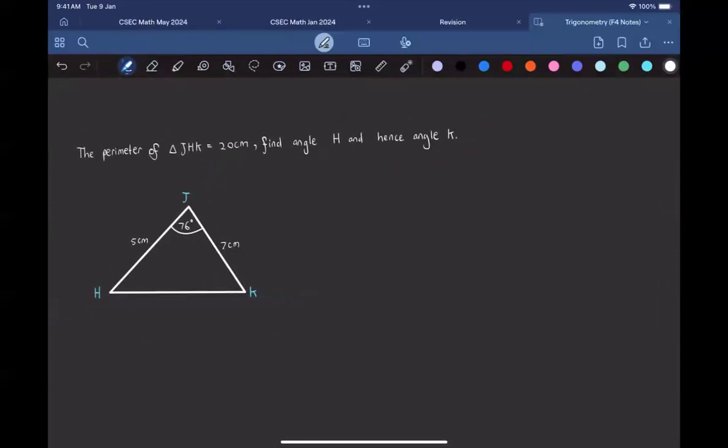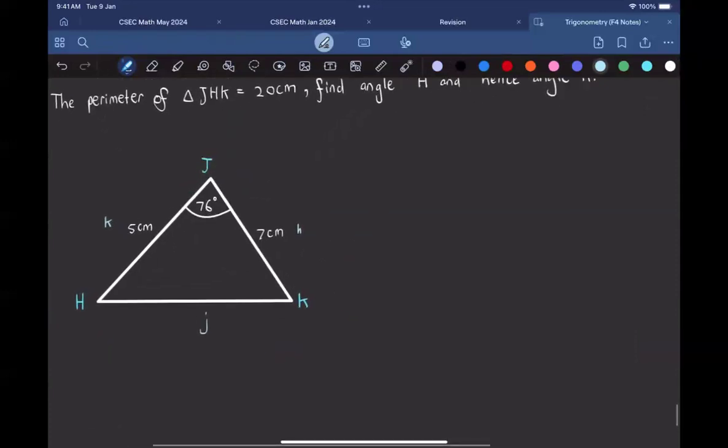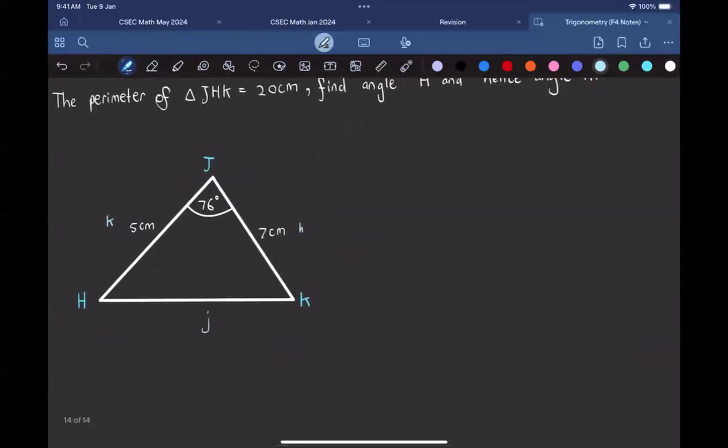So the first one I want to find is angle H. Let me just label my sides. This will be small g. This will be small h. This will be small k. Since the perimeter is 20 centimeters, 5 and 7 is 12, 20 minus 12 is 8. So this has to be 8 centimeters. This is clearly not a right-angled triangle, so I have to use the sine rule. So I'm going to use g over sine G is equal to h over sine H.